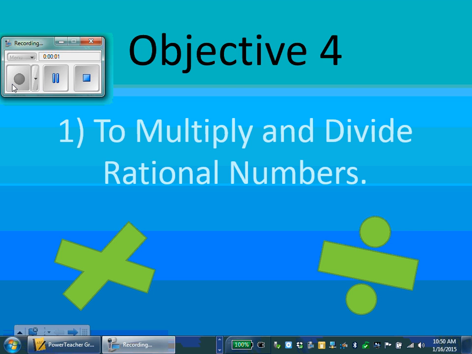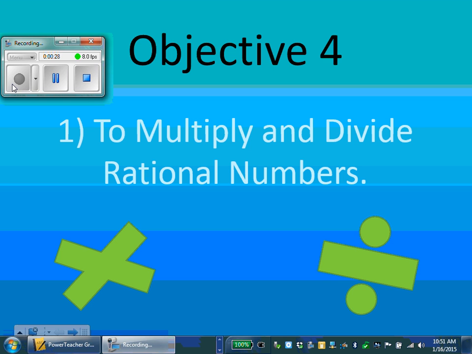This is going to be objective 4. We're going to multiply and divide rational numbers. So what numbers are we going to be multiplying and dividing? They're rational: whole numbers, integers, repeating decimals, fractions, mixed numbers. Percentages are rational, but we won't actually be adding or multiplying and dividing percentages.